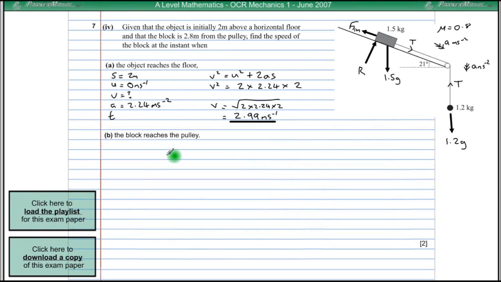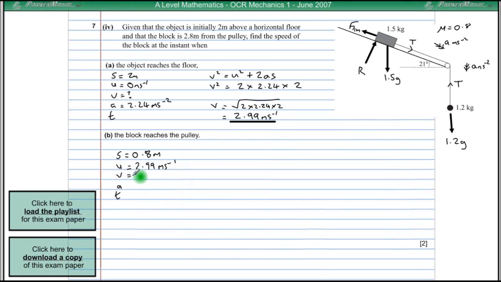For part B, we're interested in the speed when the block reaches the pulley. Well, let's not forget part A. We know that the block has moved 2 meters after part A when this particle hits the floor. So the distance it's got left to travel to reach the pulley, because that's 2.8 meters in total, is going to be 0.8 meters. We know from part 1 that the initial speed is going to be the final speed from the last part, so that's going to be 2.99 meters per second.